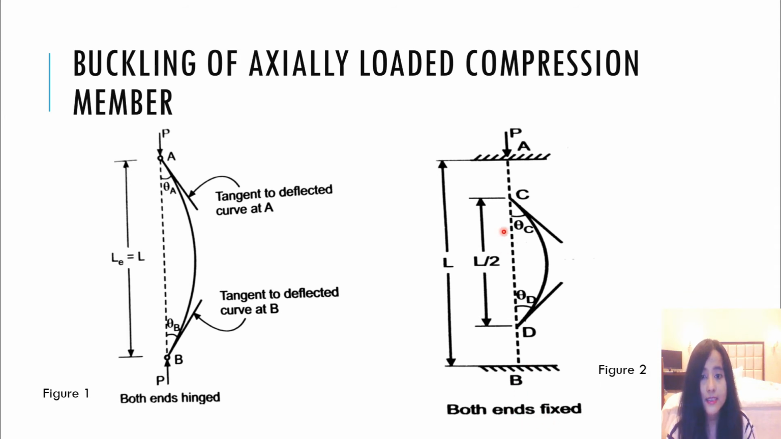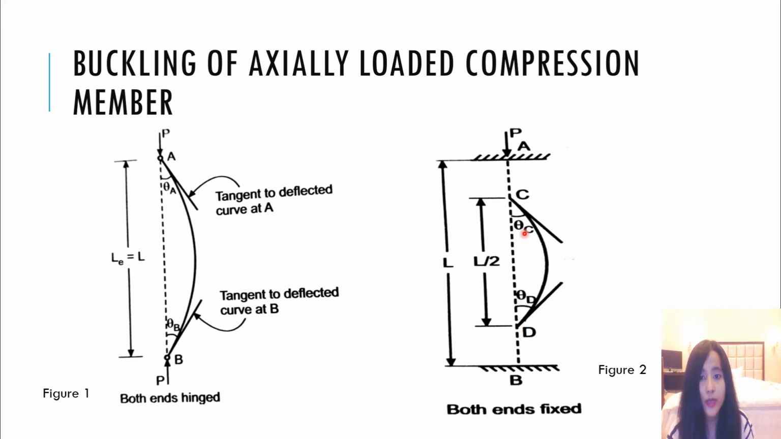Since ends A and B are fixed, slope at A and B is 0. यहाँ पर slope ही नहीं है at A and at B. There is no slope, and that is the tangent to the deflected curve at A and B will be vertical. Okay, the tangent at C and D. Now this tangent at C and D will have maximum slope.